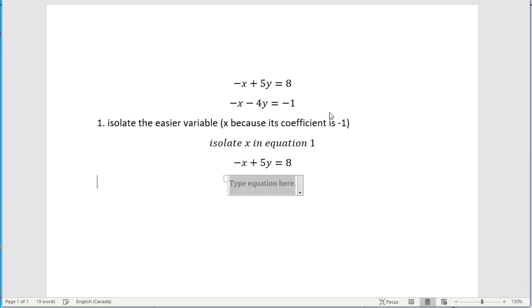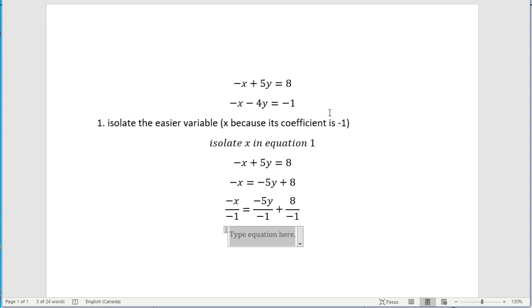So I write negative x plus 5y equals 8. I want x by itself, so I'm going to take the 5y to the other side and make it negative. The 8 is already there and it's positive. Now I need to get rid of the negative on x, so I'm going to divide everything by negative 1. On the left side I have negative x divided by negative 1, that gives me x. On the right side I have negative 5y, minus 8. And now I've managed to isolate x.